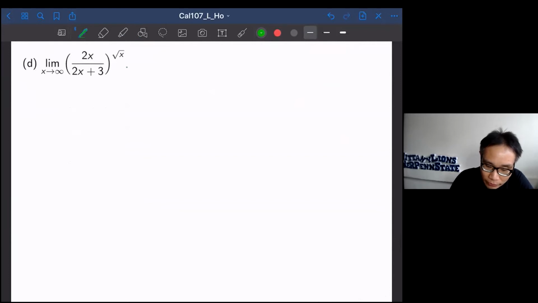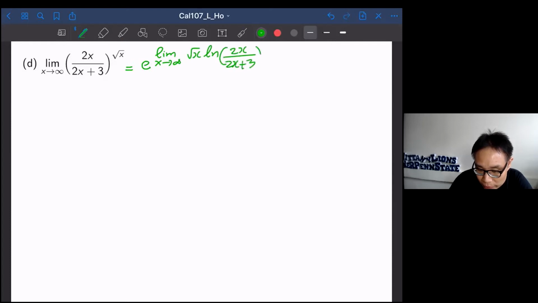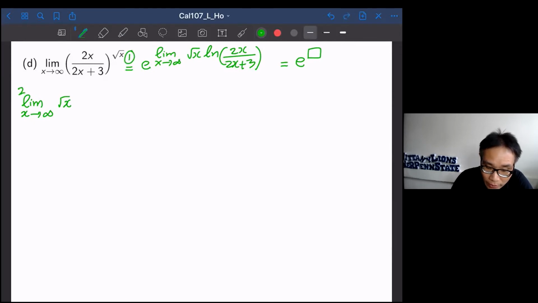So for this one, it's going to be e to the root x, right? So you have e to the limit x goes to infinity of root x log of 2x over 2x plus 3. Okay, and this one turned out to be e to what power? You're gonna have limit x goes to infinity of root x. So you need to find this limit. This one is your first step, and your second step is here.